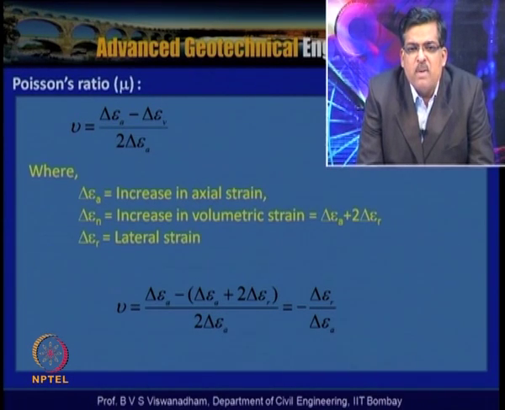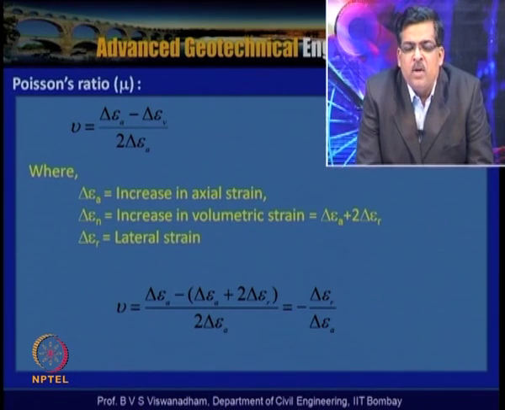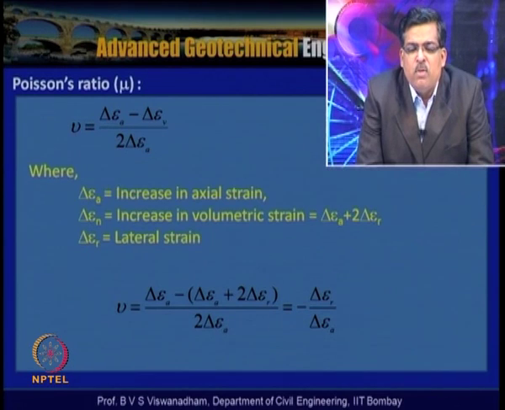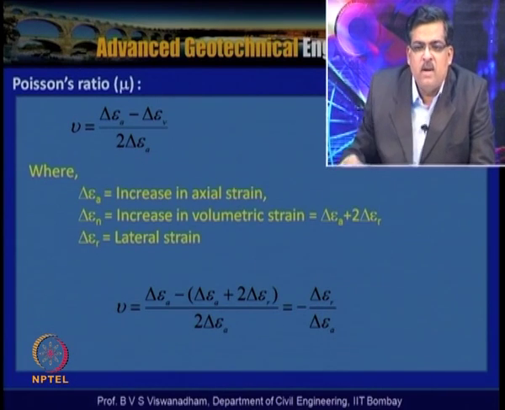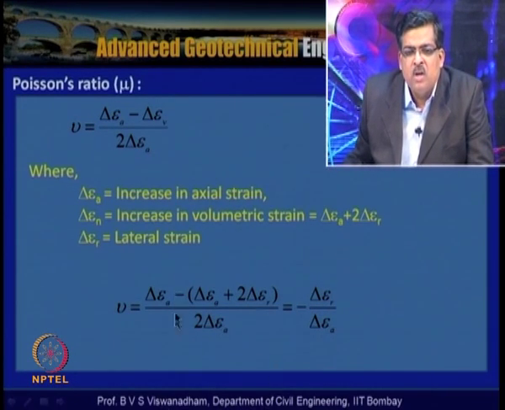So this can also be determined by pasting strain gauges when you are having unconfined compression tests, and with that we will be able to get the Poisson's ratio of a soil, particularly with the ratio of epsilon r to epsilon a. So mu is equal to delta epsilon a minus delta epsilon v divided by 2 delta epsilon a, where delta epsilon v is equal to delta epsilon a plus 2 delta epsilon r. By substituting this, what we get is minus delta epsilon r by delta epsilon a.